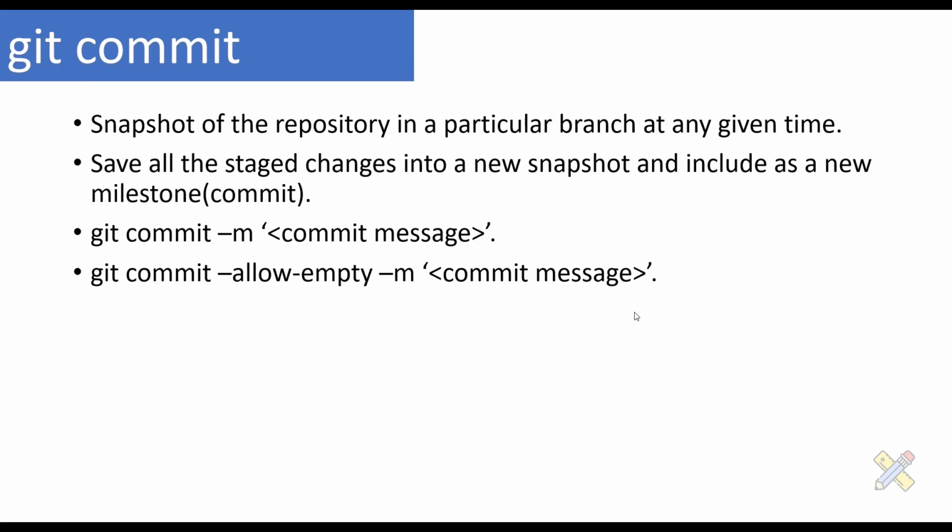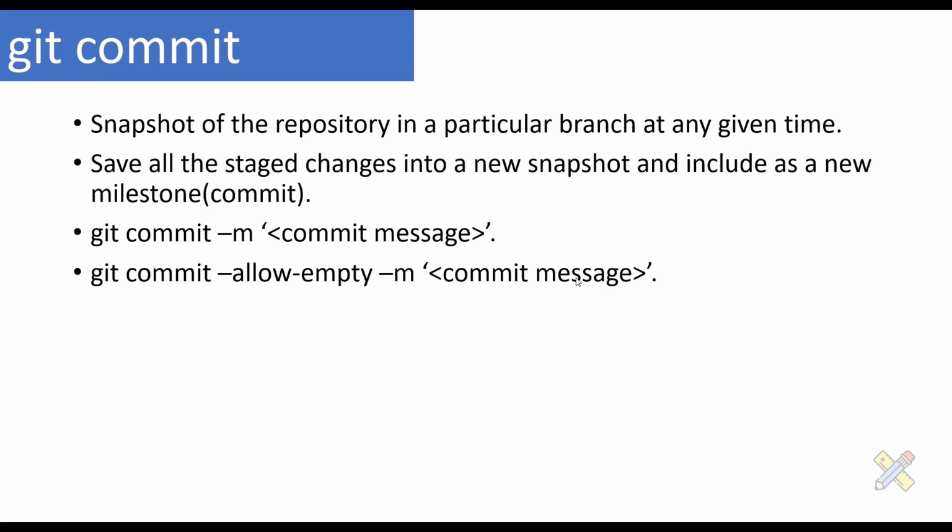Let's now jump into the commit command. It saves a snapshot of the repository in a particular branch at any given time, and includes it as a new milestone or commit. You can use this command as git commit followed by -m small followed by the commit message in single quotes indicating the purpose of the commit. Or you can use the allow-empty flag to make an empty commit if you need to for some reason.